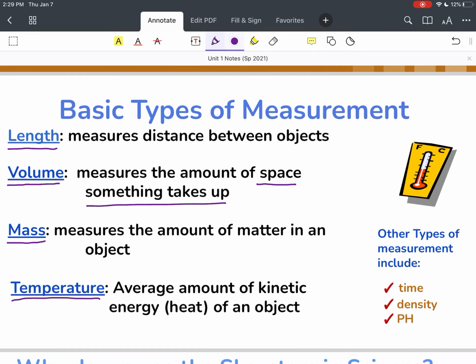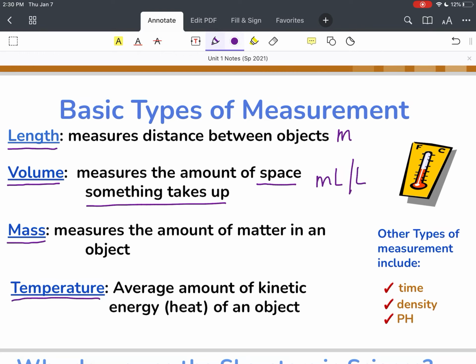Volume is the amount of space that something takes up. So when we're measuring the volume of a liquid, we're measuring how much space that liquid is taking up. And we have some different units. We have milliliters, liters. Okay, so length can be lots of things. We can measure in meters, inches. You're used to measuring like that.